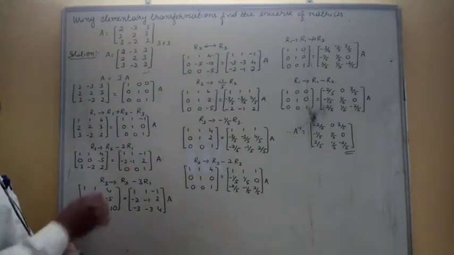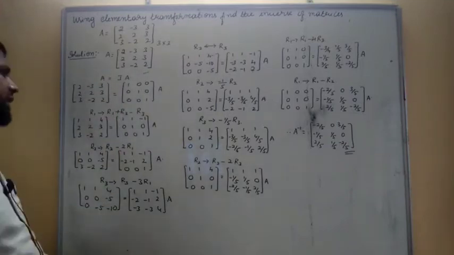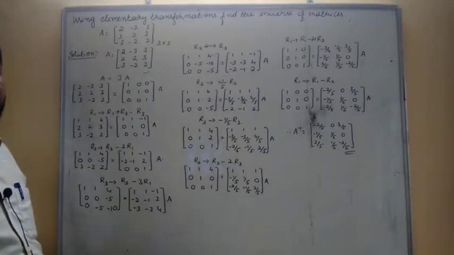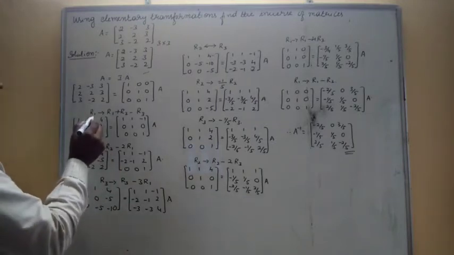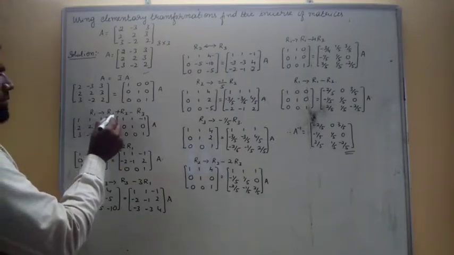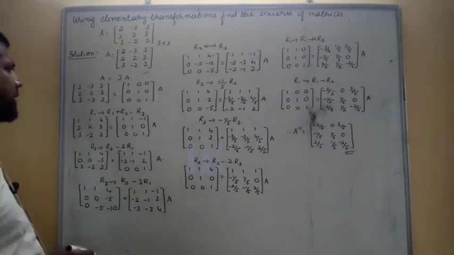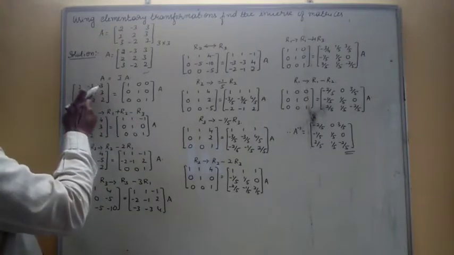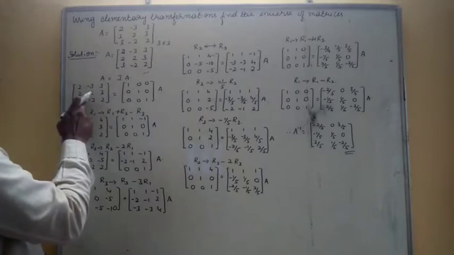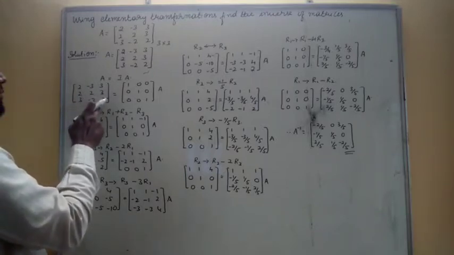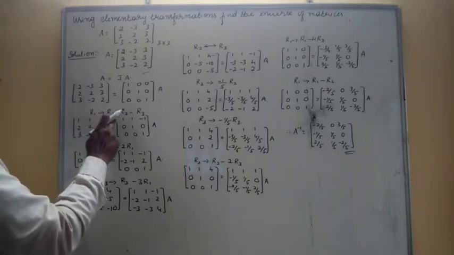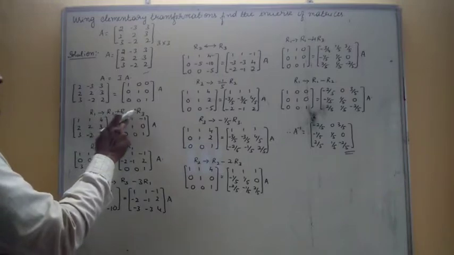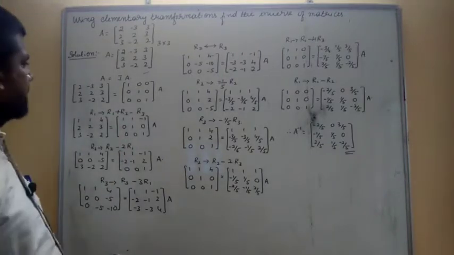So we have to change A into an identity matrix by applying the properties of elementary transformations. Row 1 changes to row 1 plus row 2 minus row 3. Row 1 is 2 minus 3 3, row 2 is 2 2 3, row 3 is 3 minus 2 2. We add row 1 and row 2, then subtract row 3.